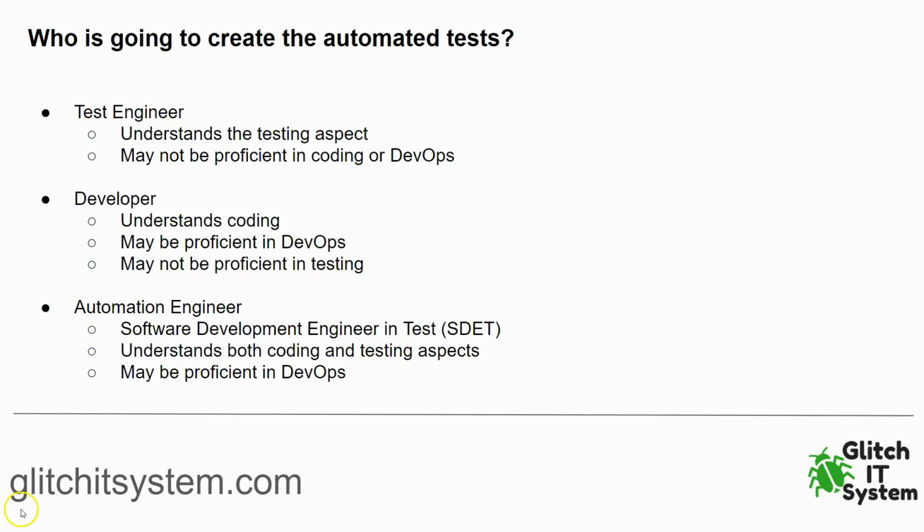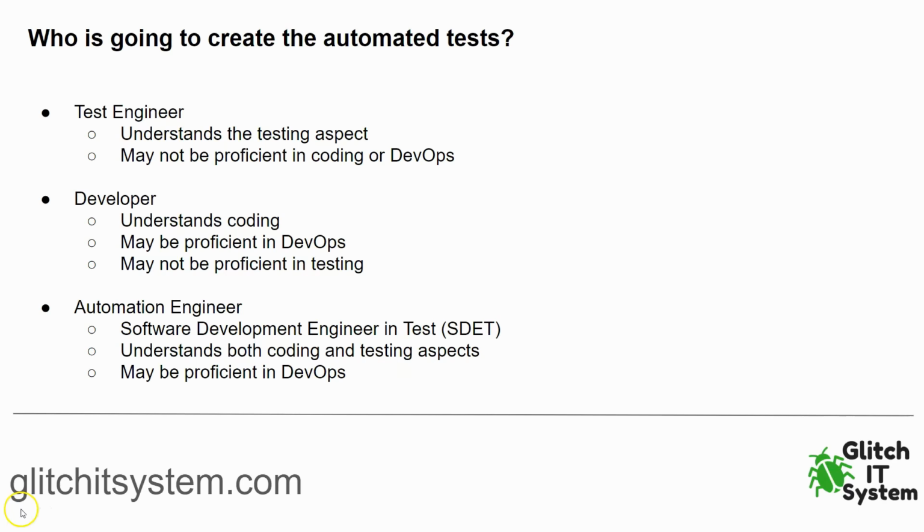The second person who could write automated tests are the developers. Developers understand coding, but they may not be proficient in DevOps, and they may not be proficient in testing. As we know, testers are great at testing, coming up with test cases and doing all that stuff. Developers are great at developing, but the two don't always do a great job at doing each other's job. All right, but you have a third option.